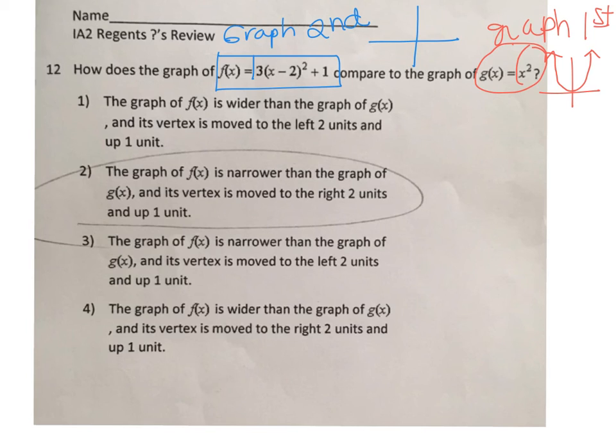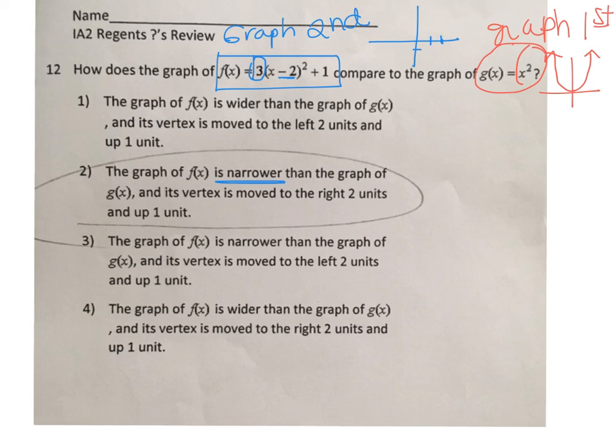Without me even looking at a graph, I can tell you this because I know the rules, and I'm going to tell you what the rules are. Whenever you have a number that's being multiplied, like so, you're going to have a narrowing of the graph. When you have something being added or subtracted inside the function within the set of parentheses, that is a horizontal shift. So that means this graph not only got narrower, it also shifted horizontally to the right 2 spots. So when it's minus a number, it's shift to the right.